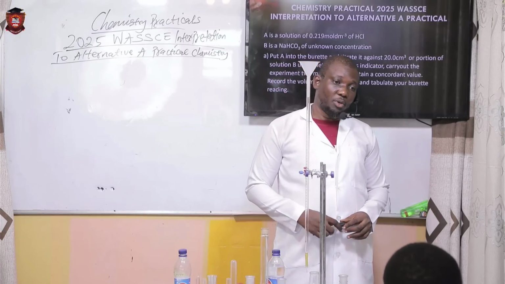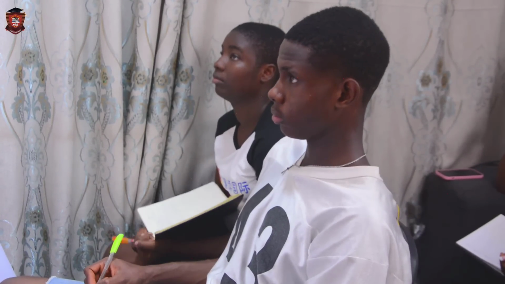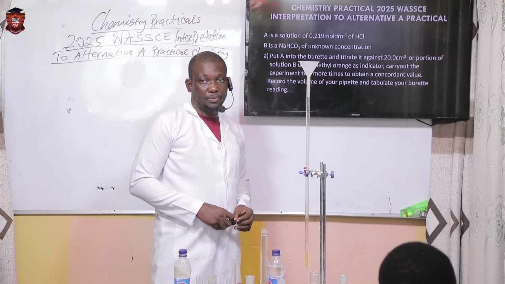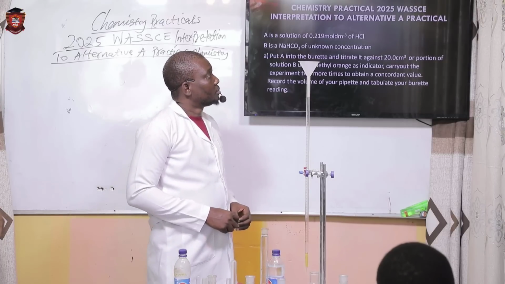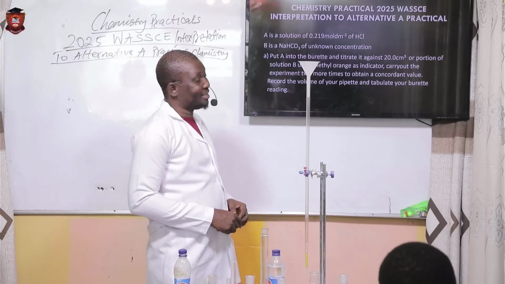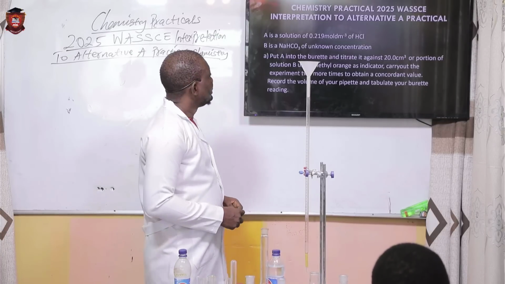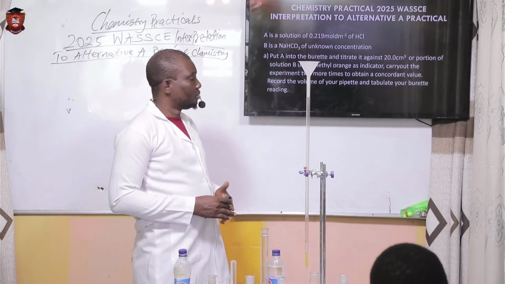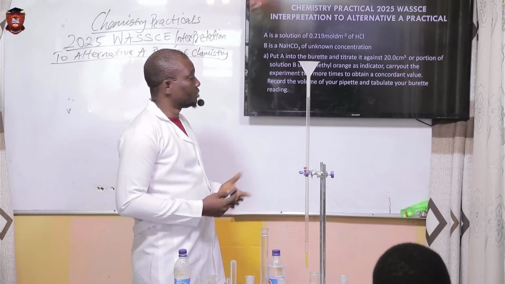You always know that number 1 will always be titration or quantitative analysis. Already have the question projected on the screen. On chemistry practical for 2025 West African School Certificate exam, interpretation to alternative A of practical chemistry. We're still going to do alternative B in the next video, but this is A, for those whose registration number falls between 0012 to maybe 00040 or thereabouts.